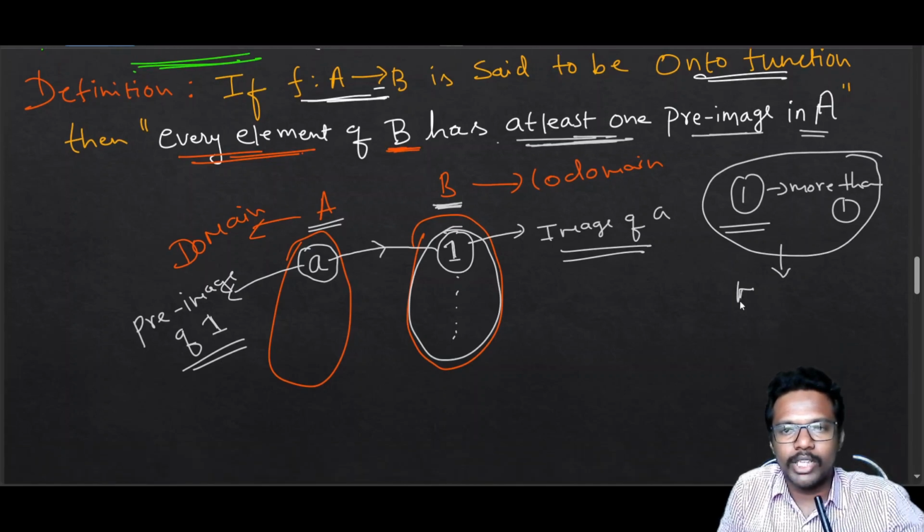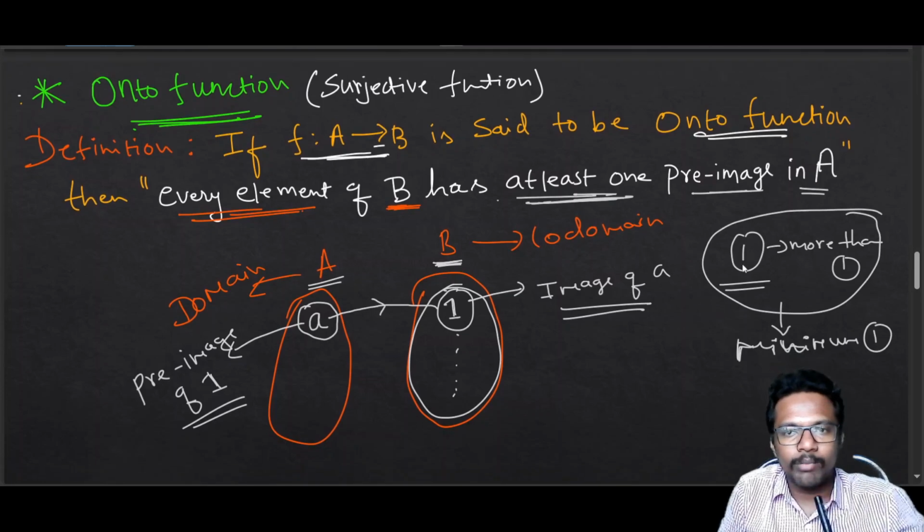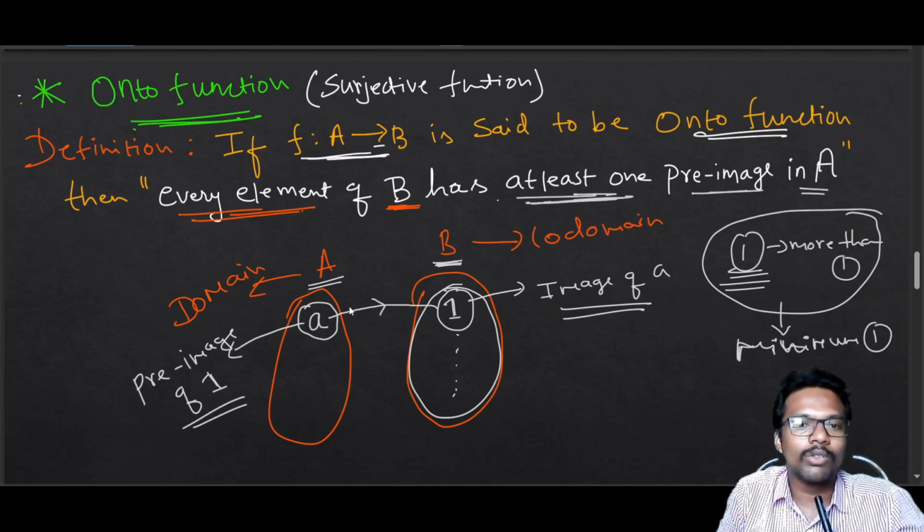So it means minimum one pre-image should exist. Maximum, there is no limit. So minimum there should be one pre-image, at least one pre-image. When you consider the elements of B, there should be at least one pre-image in A. So there should be at least one arrow mark. In the reverse way, there should be one arrow mark which is going towards A.